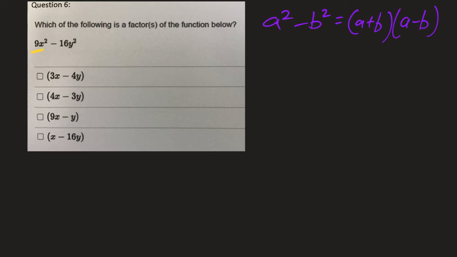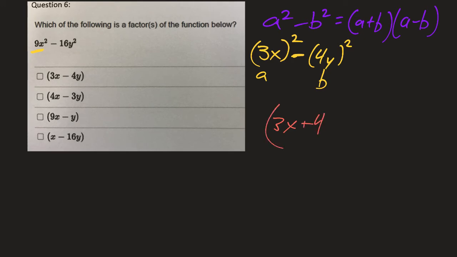So I'm going to rewrite these as squares. So 9x squared, let's make that into a 3x all squared, and 16, well, that's just 4 squared with a y. Okay, so if these are my a and b's, we just fill in our formula and we can find our answer. So here we go, a plus b, so 3x plus 4, and 3x minus 4. And so you can see, hey, look, here's 3x minus 4. And I don't see the 3x plus 4, so that's the only one that matches. So that's the only one we can check off here.